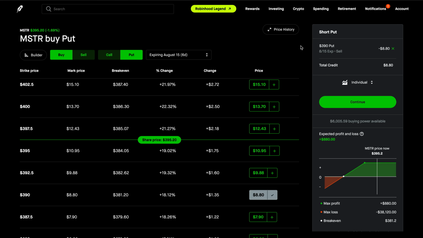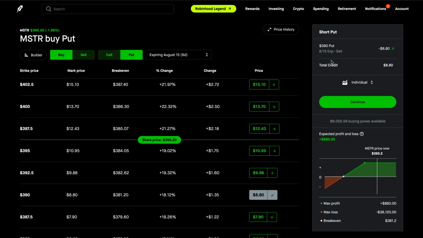Because remember, buying a put gives us the right, but not the obligation, to sell 100 shares of the stock at the strike price we select on or before the expiration date. So if we sell a put and we're assigned 100 shares, by buying the put, it's going to allow us to sell the 100 shares at the strike price that we select on or before the expiration date.